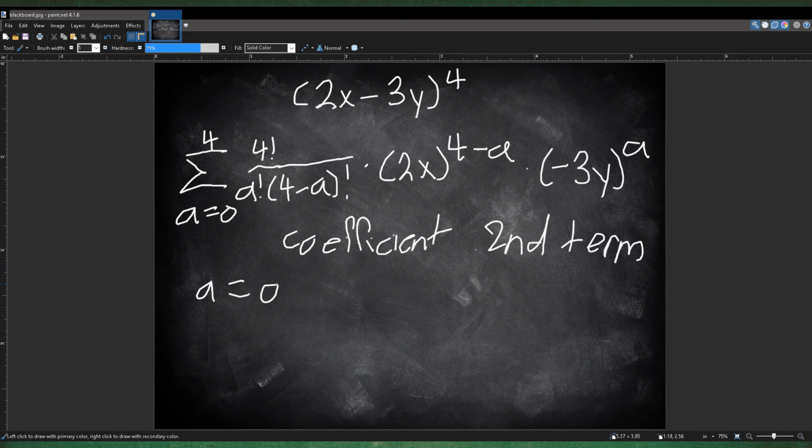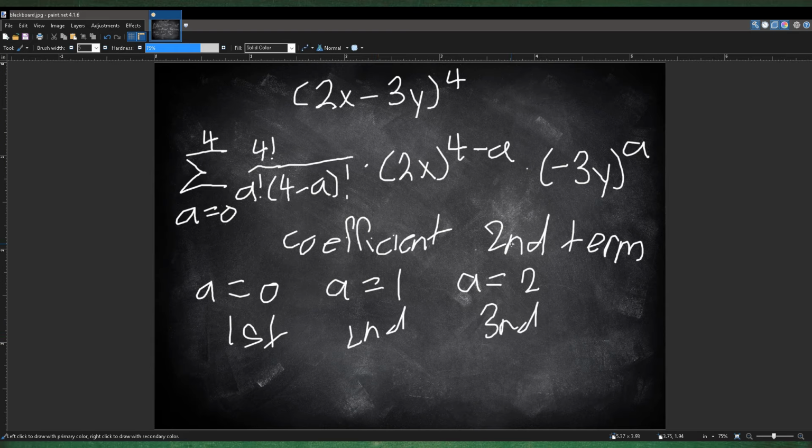So a to the 0 is the first term, a to the first is the second term, and a to the second is the third term. So if you're looking for the nth term, just subtract 1 from it to get a.